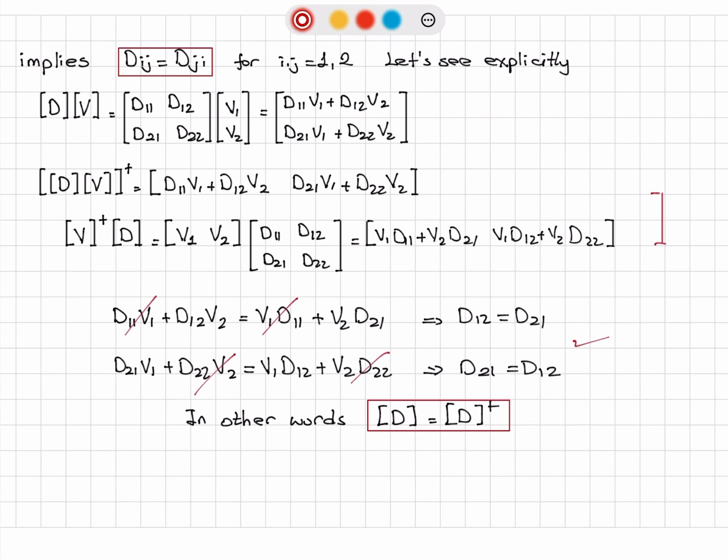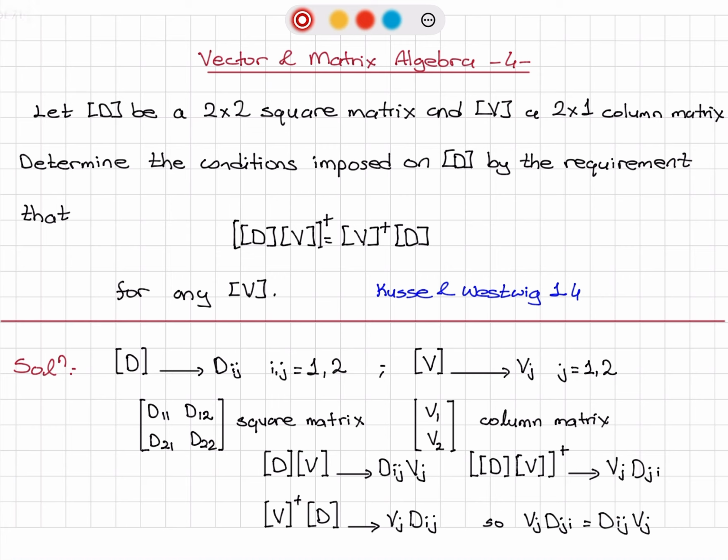Okay, so in this problem we have a 2 by 2 square matrix multiplied by a 2 by 1 column matrix, D times V. And if I take the transpose of the multiplication, that is equal to V transpose times D, then this imposes a requirement on D. Normally, if you take the transpose of this, you get V transpose times D transpose. So this immediately implies D must be equal to D transpose.